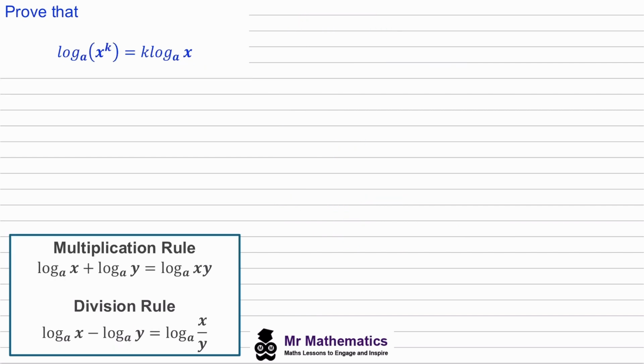Okay, so this is slightly different. If we begin with this left-hand side, then the log of x to the k to the base of a is exactly the same as the log of x to the base of a k times. So we've got x multiplied by itself k times. And to make this clearer, if we call this x1, x2, x3, x4, and the last term xk, now all these x's are the same, then we can write each of these using this multiplication rule.